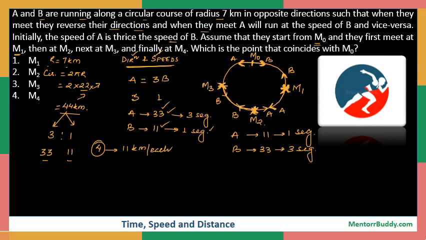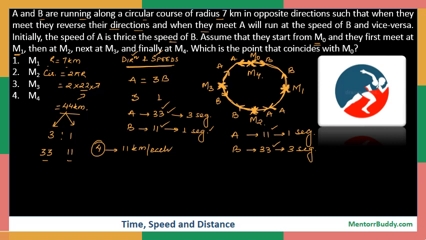B is coming from this direction. After reaching M3, they reverse their direction. So B again goes back in the opposite direction, and since A was coming from here, A will reverse his direction and go in this direction. And after meeting at M3, they again exchange their speeds. So A will run 11 and B will run 33. A from here will run 11 and reach this point. B from here will go all the way through the circle and reach this point. And this point becomes M4 again.